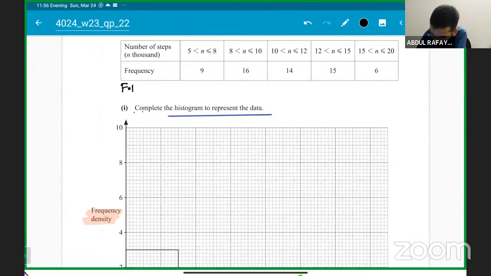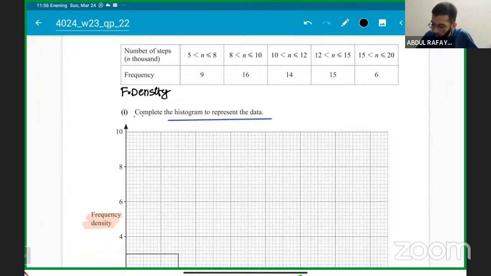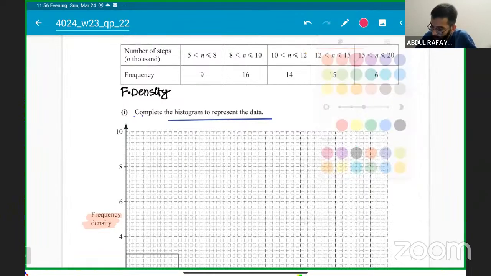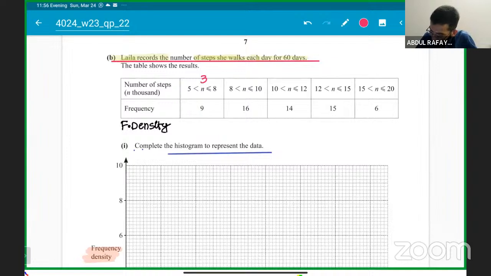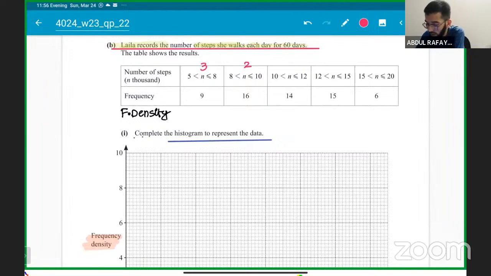So it will be frequency density. Let's work it out here, sir. So frequency density will be 9 divided by, this class width will be 5. This will be 3. This will be 2. You just have to find out the difference. Everyone getting it? We have to find out the difference. So between 5 and 8 it will be 3, 8 and 10 it will be 2, then again 2, then again 3, and then again here it is 5.